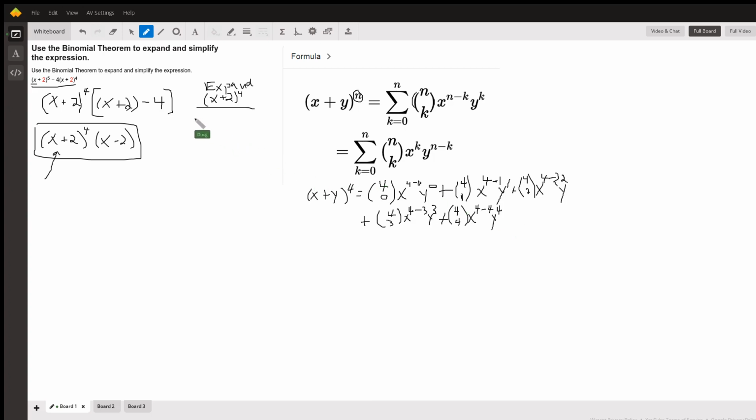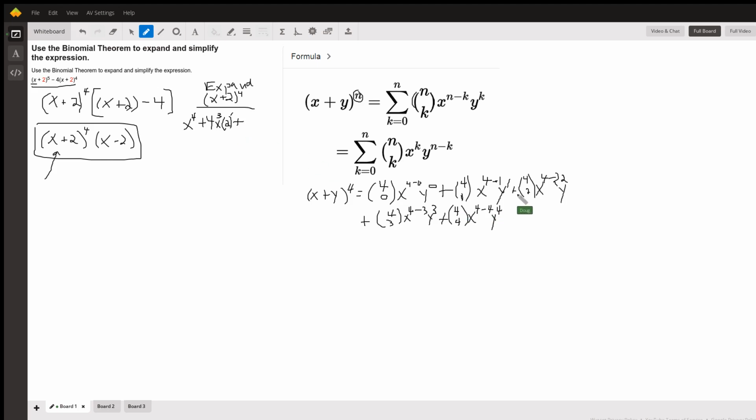So if we do that same thing for x plus 2 to the fourth, the coefficient of the first term will be 4 things taken 0 at a time, which is a 1, x to the fourth, and 2 to the 0 is 1. So the first term is going to be x to the fourth. And then we'll have plus 4 things taken 1 at a time, which is 4. Reduce the exponent by 1 on the x, increase the exponent by 1 on the second term, so we'll have 2 to the first. So these exponents, 3 and 1, always add up to 4.